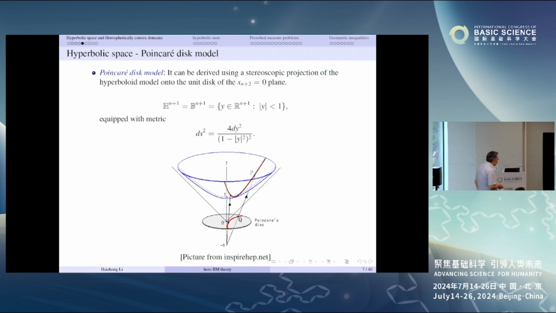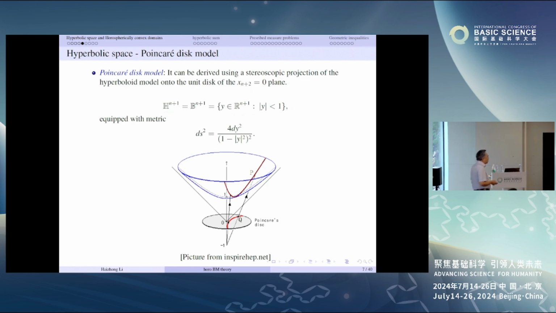Take the point (0, 0, 0, minus 1). From this point, we put a light source at this point. We connect to the point P on the hyperboloid model. Then we get the point Q, which is on the Poincaré disk. Using this correspondence between P and Q, we can write the geometry on the hyperboloid model P onto the Poincaré disk Q.